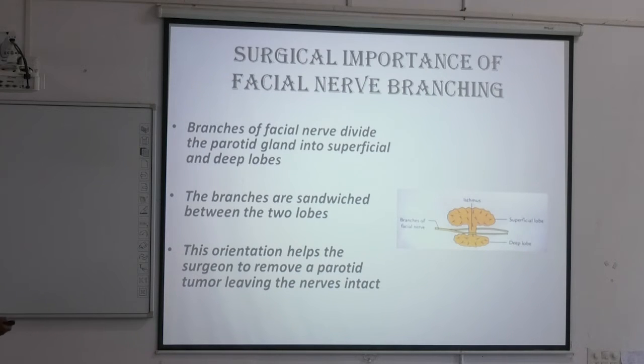Now, the surgical importance of the facial nerve branches. The branches of the facial nerve divide the parotid gland into superficial and deep lobes. The branches are sandwiched between the two lobes. This orientation helps the surgeon remove a parotid tumor while leaving the nerves intact.